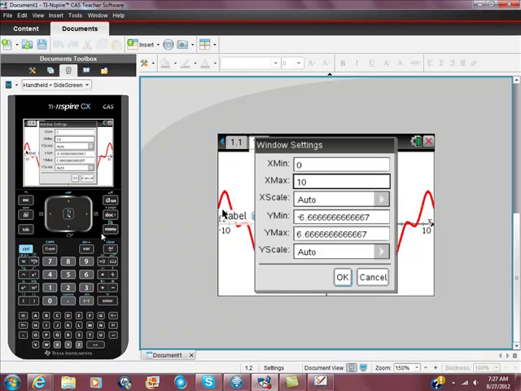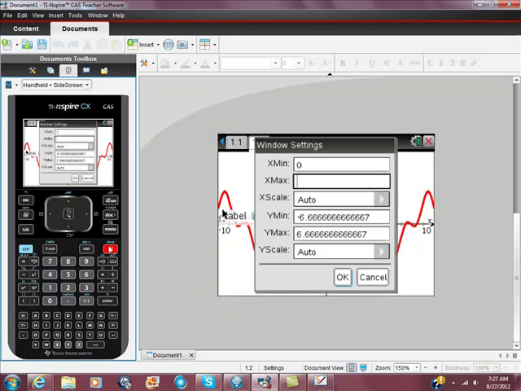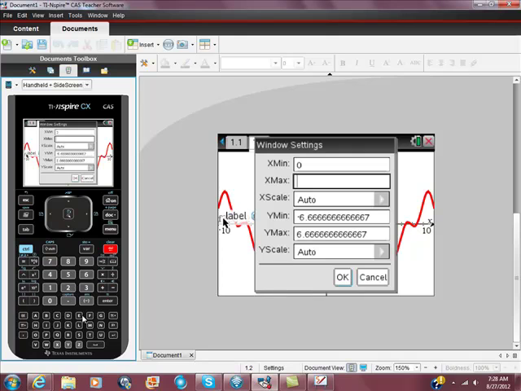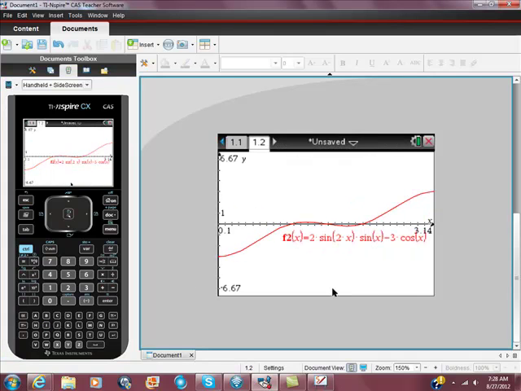There's lots of ways to do this. You can do it this way. You can clear this out. You can use this pi button right here. Or if you want to, you can type in the word pi, P-I. Your calculator does recognize that, P-I. Hit OK. So there it is. Makes it a little bit more manageable.